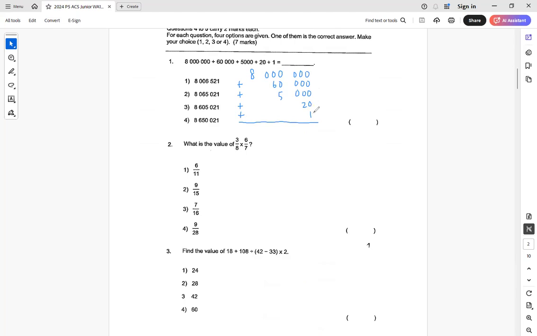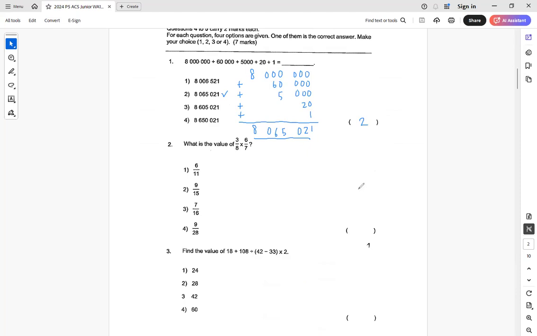All 0, 0, 0 plus 1 will give you 1. 0, 0, 0, 2 will give you a 2. All are zeros, right? So it will be 0. 0 plus 0 plus 5 will give us 5. 0 plus 6 will be 6. There's only a 0 here, so it'll be a 0. And then there's only an 8 here. So your answer will be 8,065,021. Look carefully at the options here. All right, your answer will be 2.